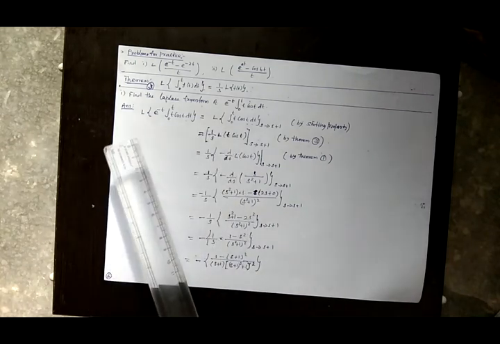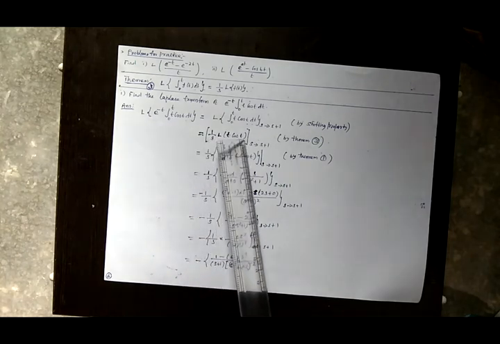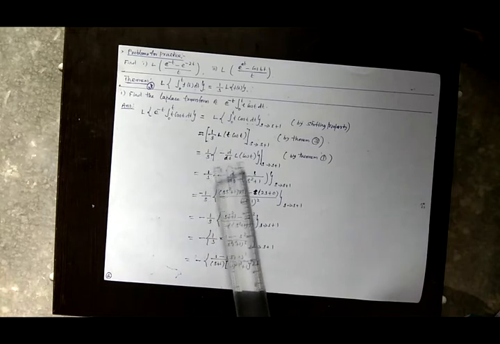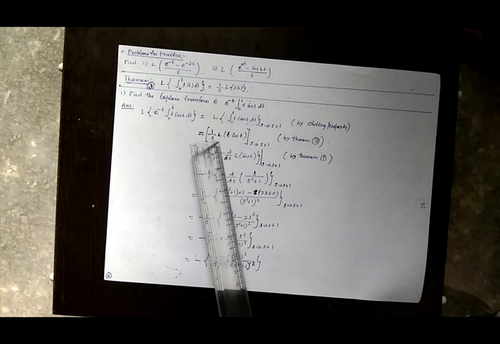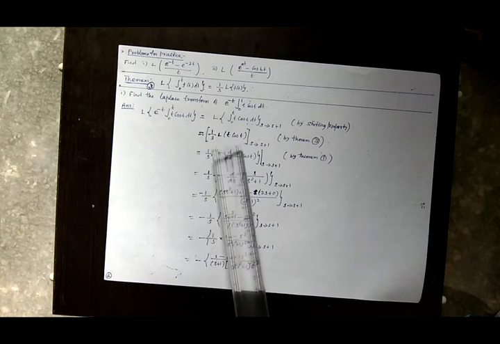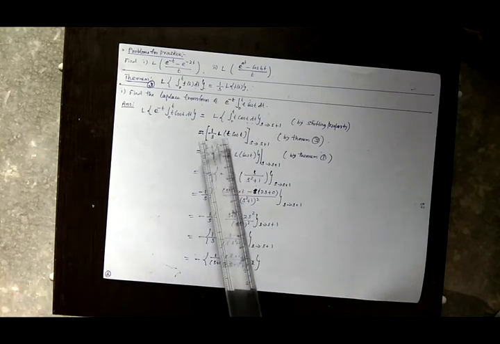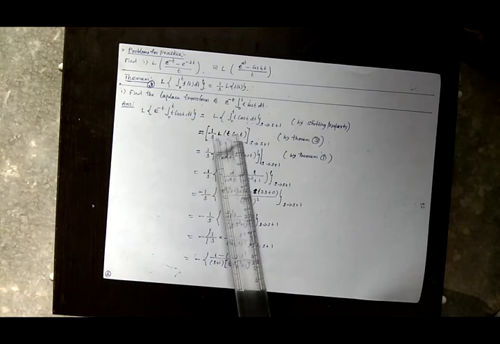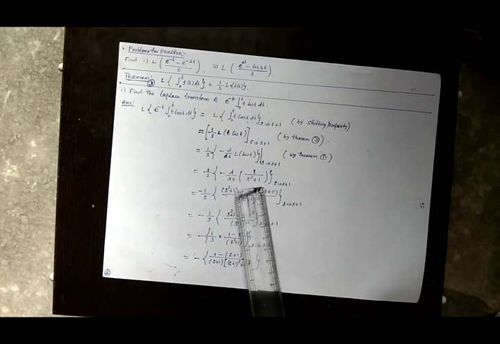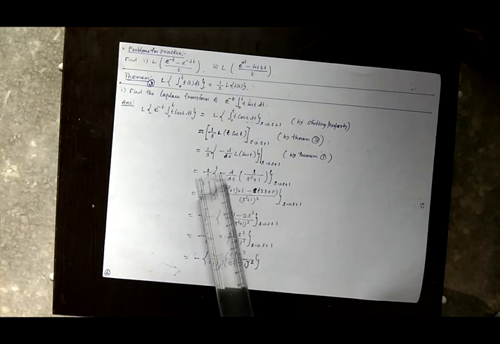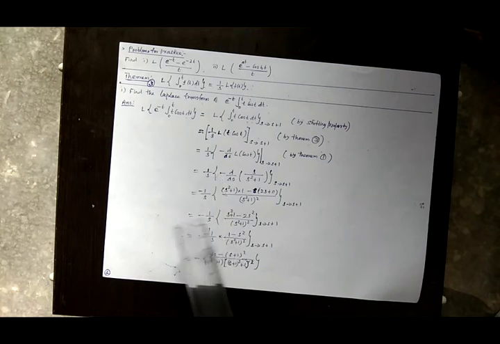According to theorem 1, the Laplace transform of t into cos t will be equal to minus d by ds of L of cos t. That means t under the Laplace transform is changed into minus d by ds, and for cos t you have to take the Laplace transform. Clear with this? So t is changed into minus d by ds, and L of cos t will come here. The value of L of cos t is s by s square plus 1. You differentiate s by s square plus 1 with respect to s with negative sign.